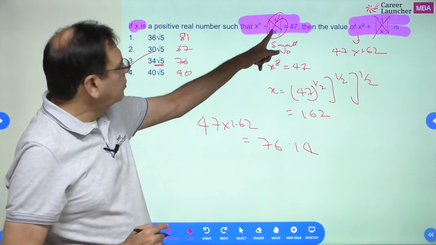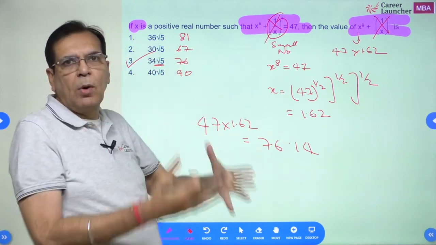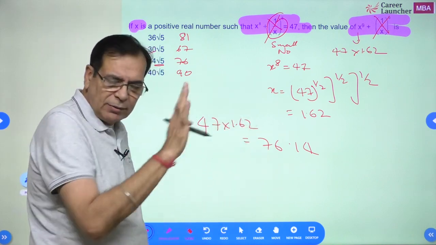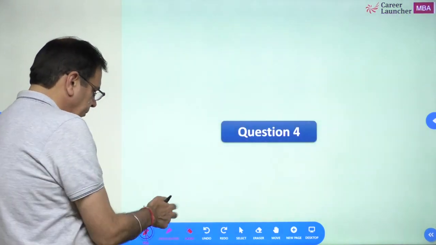Simple jugaad. If you understood that 1 by x is going to be a small number, 1 by x to power 8 is a negligible number, choices eliminate करके आंसर आ गया. तो we have done one question. चलो आगे चलते हैं.